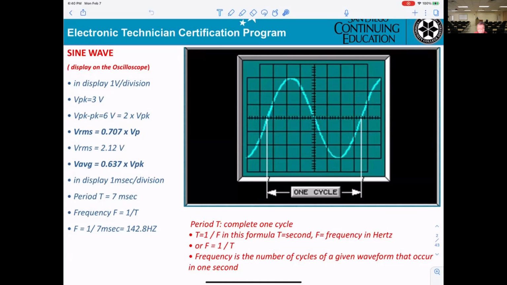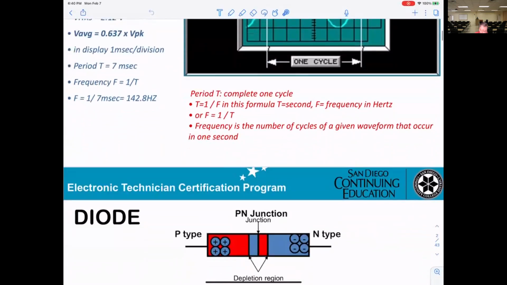Each oscilloscope works the same way. You get a new scope, they give you information telling you what to do, okay? There can be a minor difference.